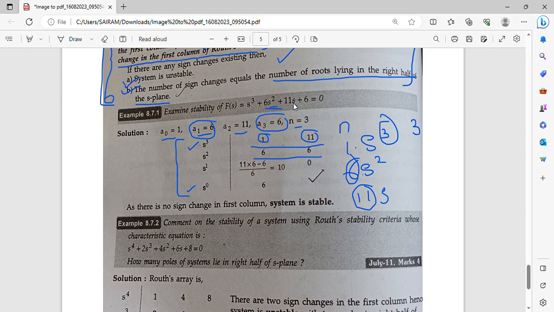S to the power of 3, S to the power of 2, S to the power of 1 and S to the power of 0. That is all.